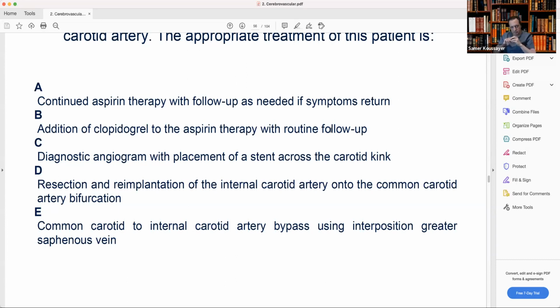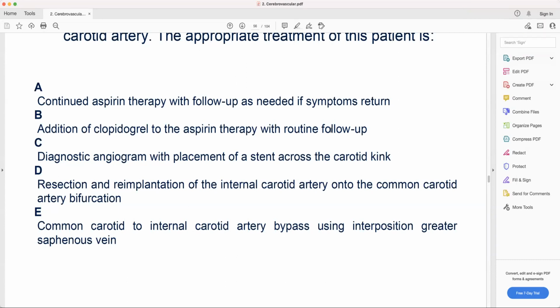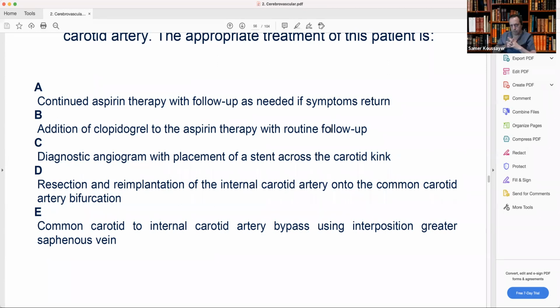Next one. Addition of clopidogrel to aspirin therapy with a routine follow-up. Still, this medical therapy will not help. You need intervention. Diagnostic angiogram, placement of stent across the carotid kink. We said before, we don't prefer a stent for treating this, because it's going to push the kink up, as I said. It's not going to treat it.